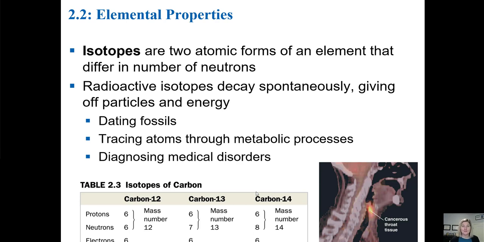And by giving off energy, it can end up dropping its mass. It's still carbon because it has the 6 protons, but it may have ejected some neutrons to bring it down to carbon 12. So it's spontaneously giving off particles and energy. This can be used in helping us understand how old certain fossils are, looking at certain elements through metabolic processes, diagnosing medical disorders, and so forth.